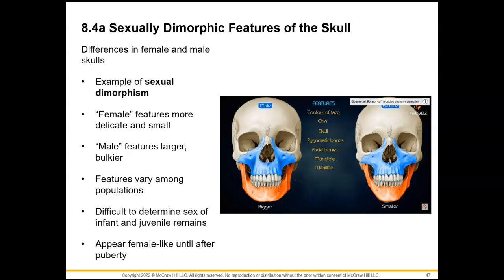And features are going to vary among populations. It is more difficult to determine the sex of infant and juvenile remains compared to adult remains. Male and female skulls can appear more female-like before puberty. So after puberty is when we start to see the differences.